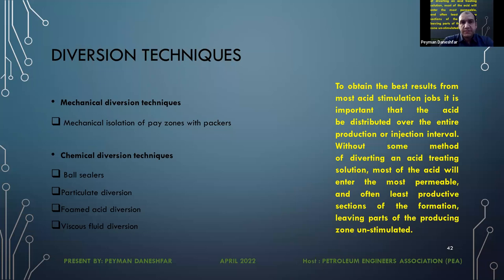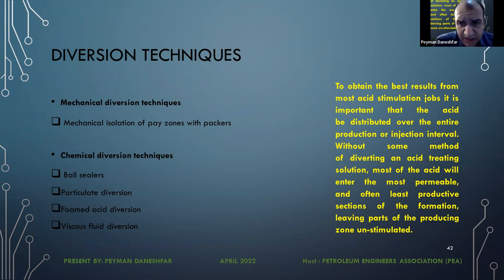Diversion techniques. We have some types of diversion techniques, mechanical or chemical. Mechanical is isolation with the packers. Chemical diversion includes ball sealers, particulate diversion, foam acid diversion, and viscous fluid diversion.